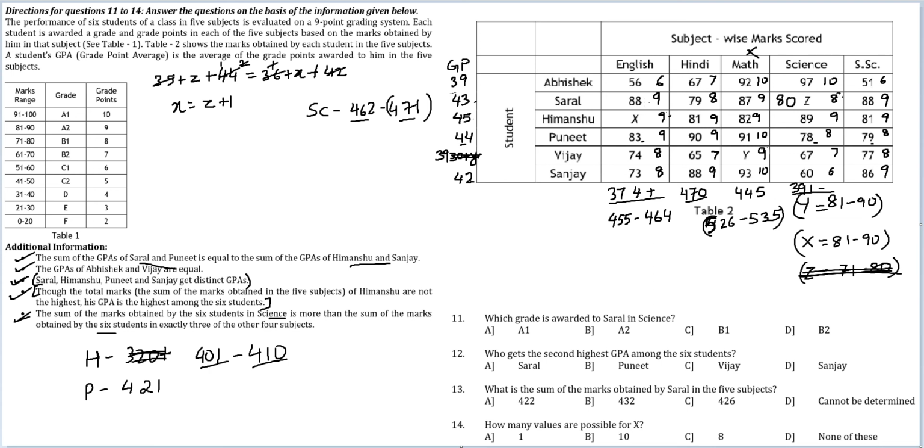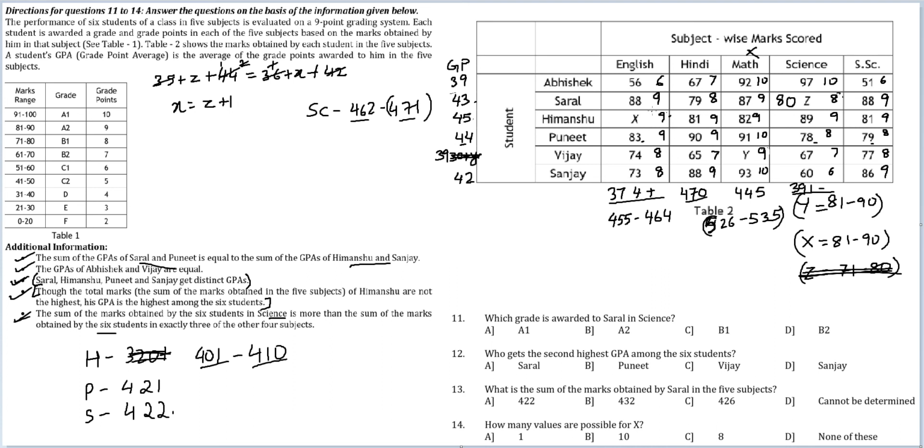Though the total marks, the sum of marks obtained in 5 subjects of Himanshu, are not the highest, his GPA is the highest among the 6 students. Okay, let's look at Saral. 88, so plus 8 minus 1, so plus 7 plus 14, 0 plus 8 plus 22. So for Saral, the total turns out to be 422. The total for Saral is 422, and this is very surprising for me.